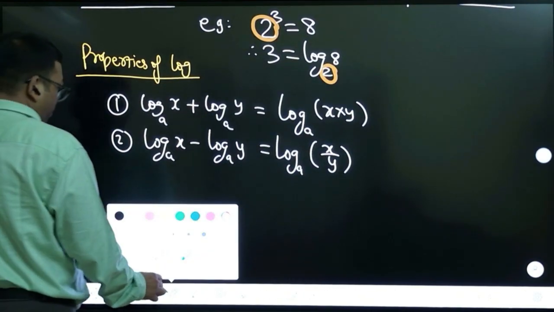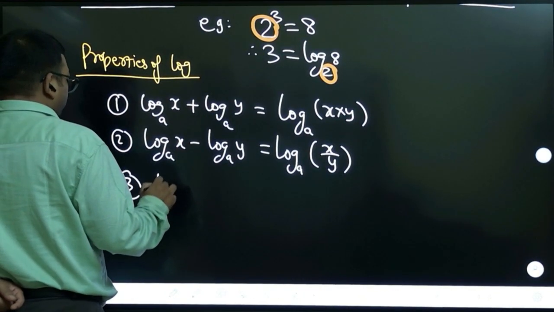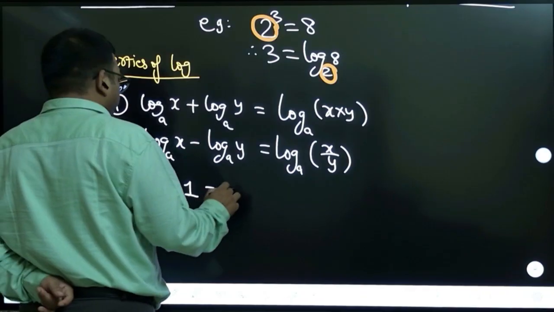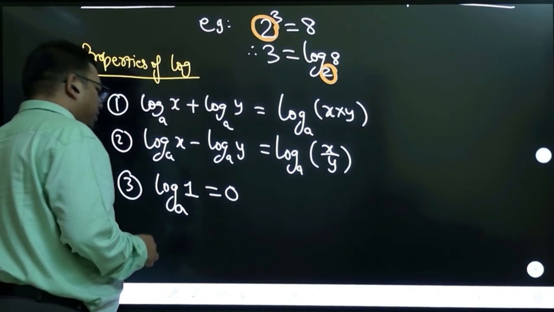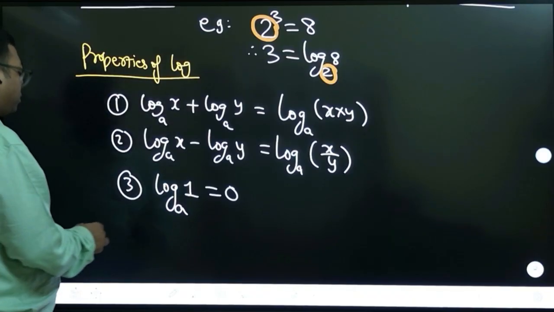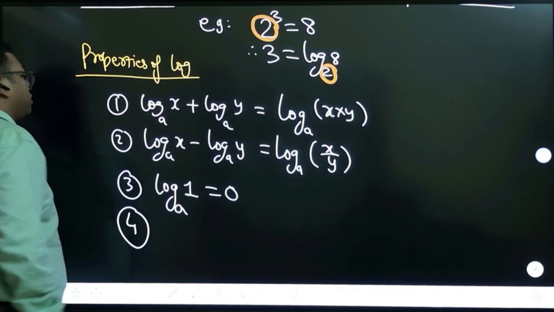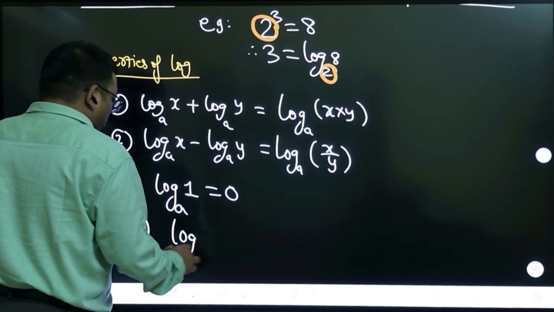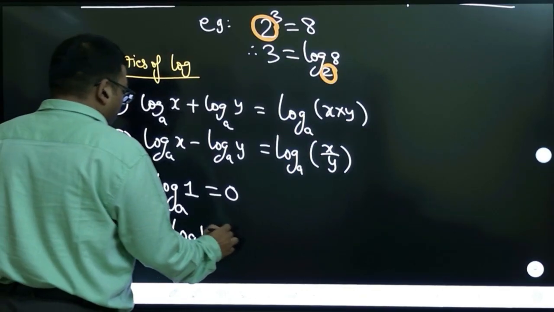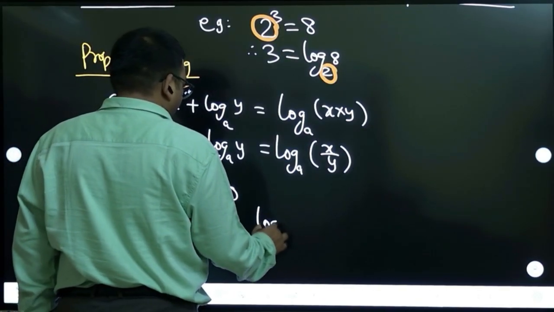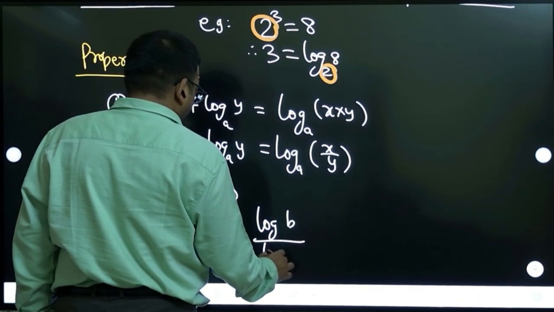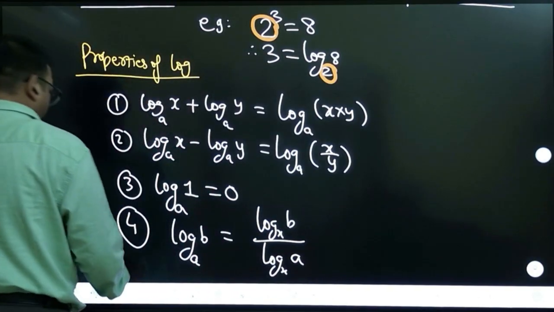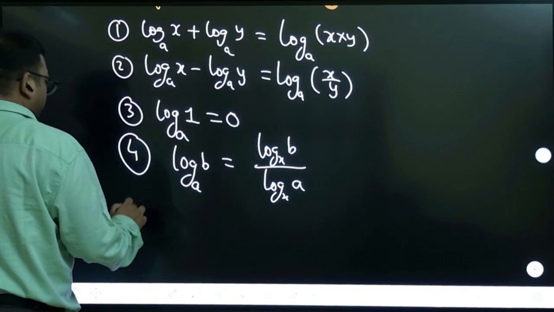Okay. Then third, log of 1 is 0. Base can be anything because a power 0 is 1, right? Then what else? The base change rule we should also know. So log base b of a can be written as log a by log b. Base can be any value.